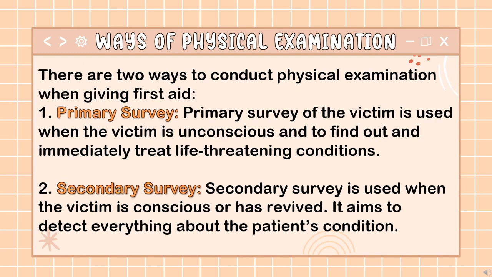There are two ways to conduct physical examination when giving first aid. We have primary and secondary survey. What is the difference between these two? Primary survey of the victim is used when the victim is unconscious and to find out and immediately treat life-threatening conditions, while secondary survey is used when the victim is conscious or has revived. It aims to detect everything about the patient's condition.